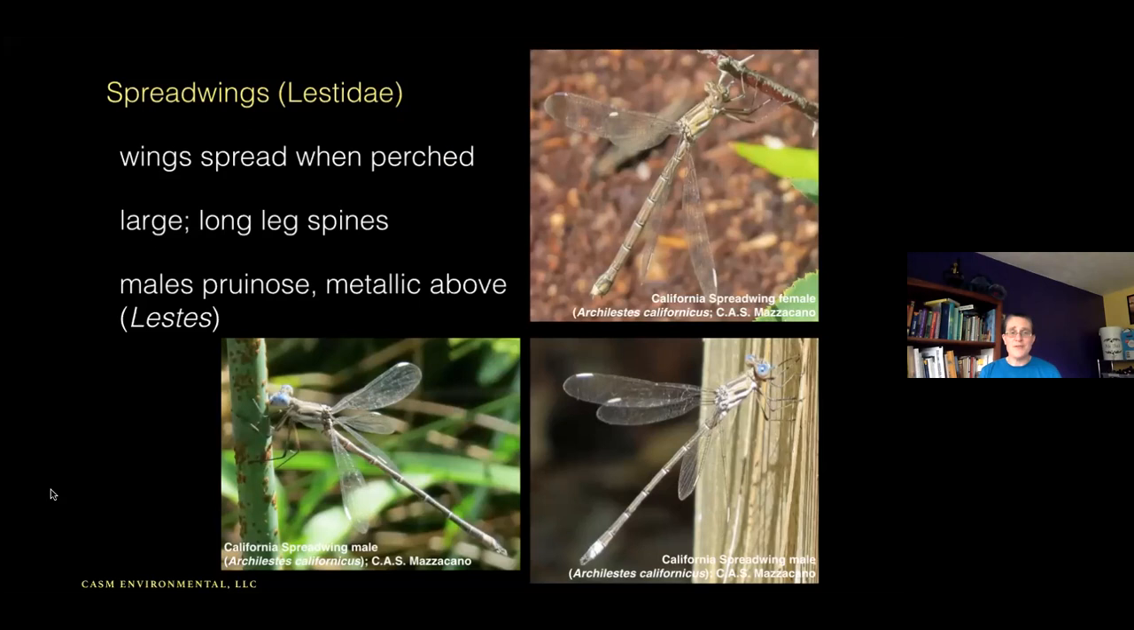And for some of the other types, in a different genus, Lestes, the males are a lovely metallic emerald green, and they do develop some of that pruinosity as they mature. But California spreadwings, this is the most common one that we will see of the spreadwing family at our different sites. The males have bright blue eyes, and the bodies of males and females both are kind of tan and brown, but the blue eyes and the size of this thing is really going to be what catches your eye. They're very, very noticeable and very easy to identify.